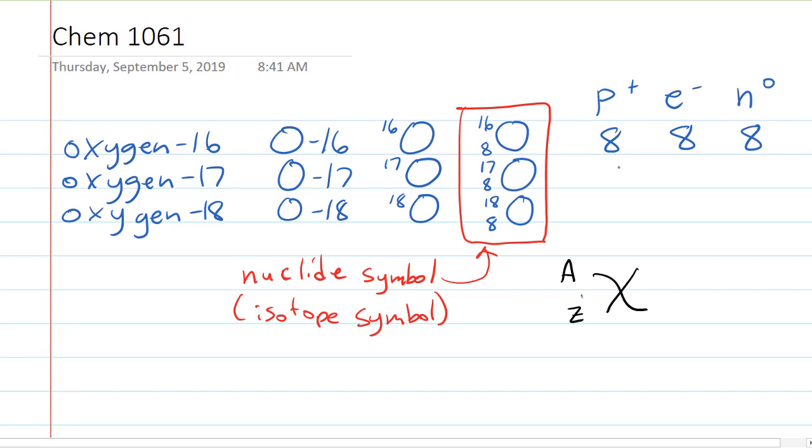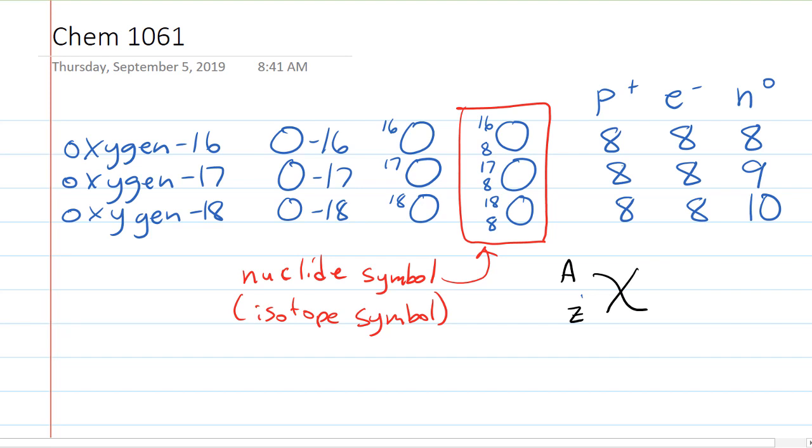Oxygen 17, how many protons? 8. How many electrons? 8. How many neutrons? How can we tell? There's 9. Next one. How many protons? 8. How many electrons? How many neutrons? 10. Now, I didn't tell you how to do those.